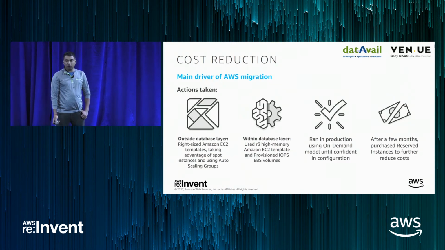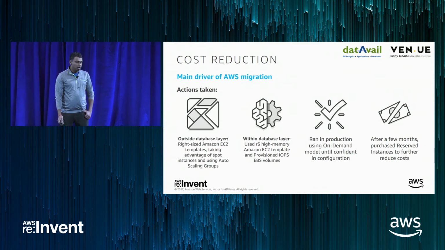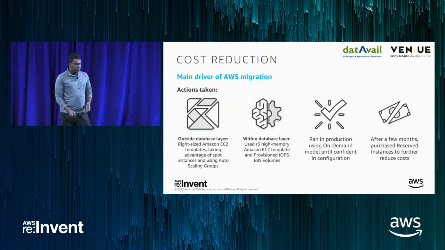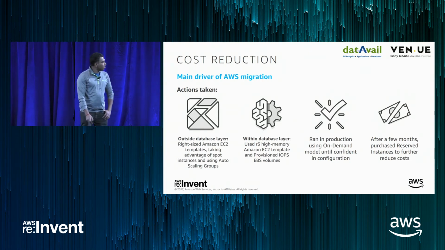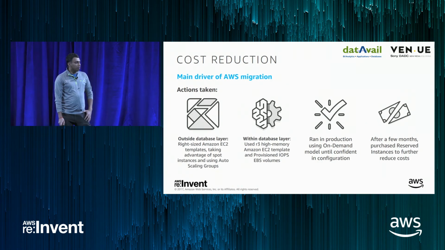The major factor that triggered the migration, the main driver for the AWS migration, was cost reduction. We took several steps to reduce the cost. Outside the database layer, Blaine and the team chose the right-sized Amazon EC2 templates, at the same time taking advantage of spot instances, and they also used auto-scaling groups to minimize the cost. Within the database layer, we chose the R3 high-memory Amazon EC2 templates with provisioned IOPS, and we ran in production using an on-demand model until we were very confident in our configuration. Once we were very confident in our configuration, we decided to go with reserved instances to further reduce the costs.